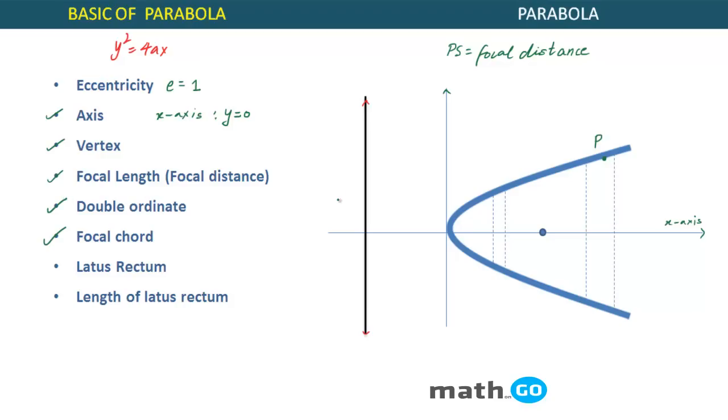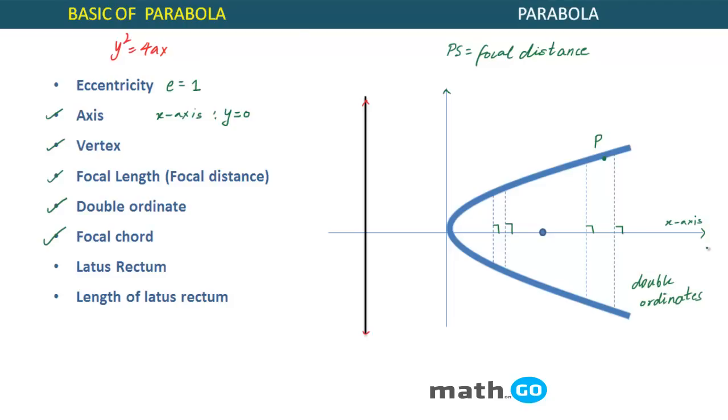So what are double ordinates? Double ordinates are the chords which are perpendicular to the axis. All the chords of the parabola which are perpendicular to your axis are known as double ordinates. So all these dotted lines are your double ordinates, right? Why? Because they are first of all chords, and they are also perpendicular to the axis.